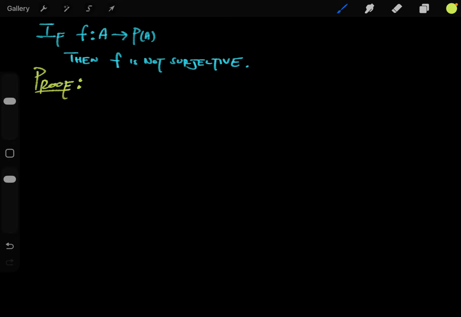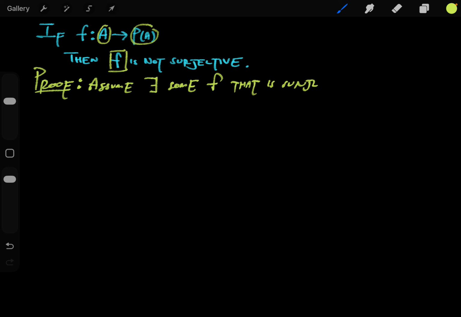Okay, so we're going to prove that if we have some function from any set A to the power set of A, then this function f is not surjective. And again, we say assume there exists some f that is surjective.